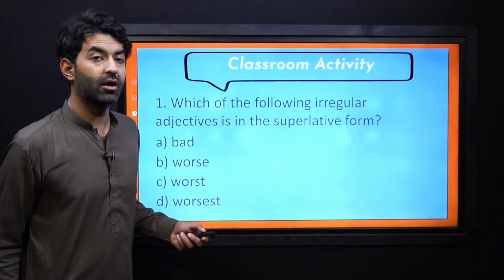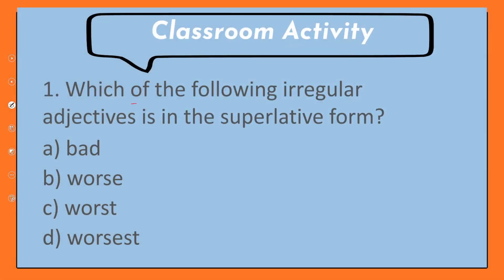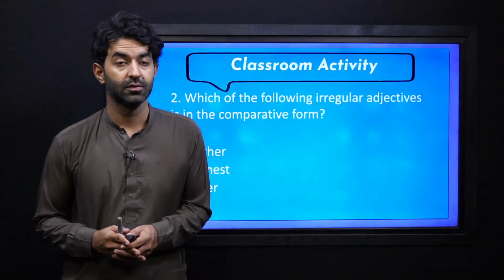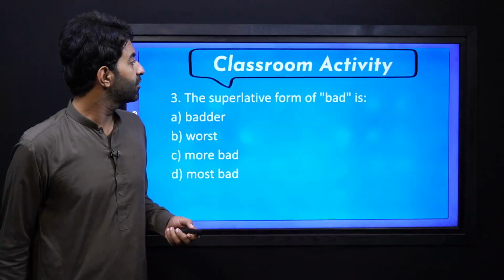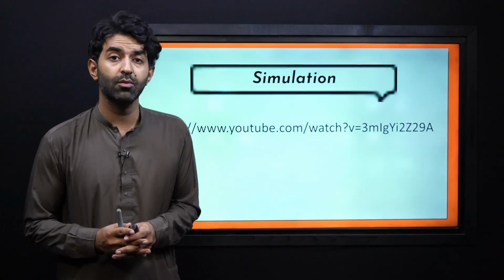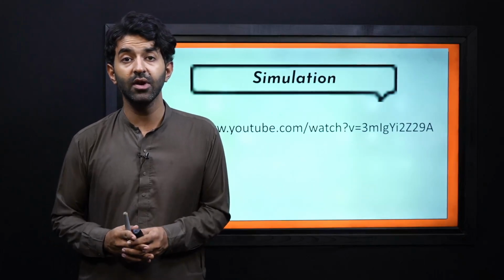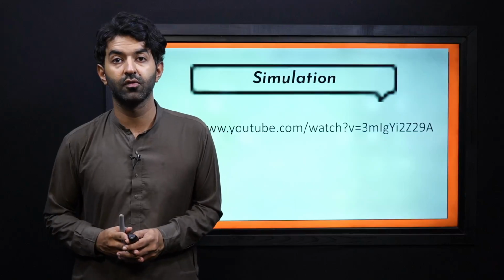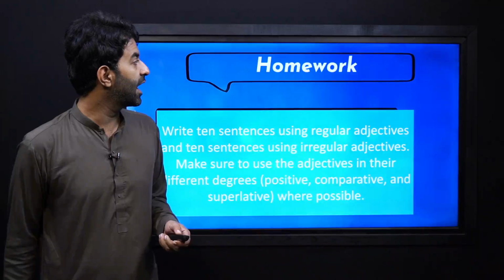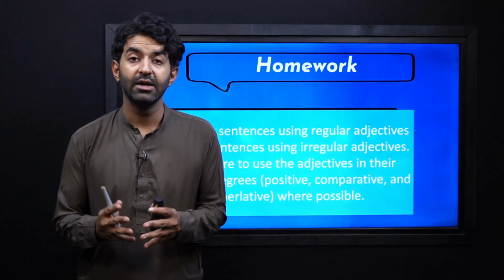These are your irregular adjectives. Now, which one of the following irregular adjectives is in the superlative form? Now, this one is the right answer because the superlative form of bad is worst. You can do this by yourself and watch this simulation video, and it contains different MCQs that you can solve along with the narrator of the video. Your worksheet is attached, and for your homework you need to make 10 sentences of each regular and irregular adjectives.